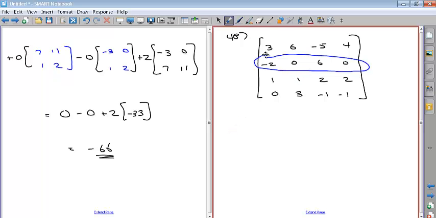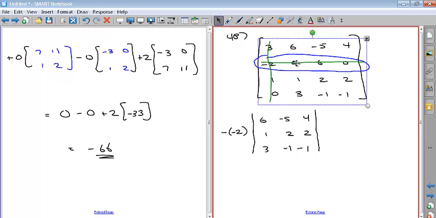So you take the coefficient. Now you always start with plus here. So this is going to be plus minus. So it's going to be minus a -2. And then what you've got left over when you mark through the row and the column is you end up with a 3 by 3 matrix. So you get 6, -5, 4, 1, 2, 2, 3, -1, -1. Okay. This one's going to be 0, so we don't have to worry about it. Now we do this one.